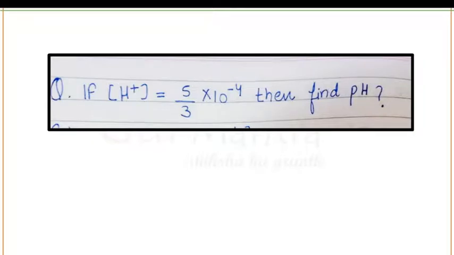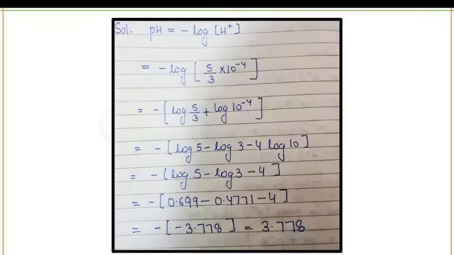Okay, so here you have to remember the formula to calculate the value of pH, that is equal to minus log of the H plus ion concentration. You are given the H plus ion concentration, that is 5 divided by 3 into 10 to the power minus 4. Then minus log 5 by 3 plus log 10 to the power minus 4. You know it very well, because this is a multiplication symbol, that's why we have put the plus sign. Then minus log 5 minus log 3. Why? Because log 5 by 3 is equal to log 5 minus log 3, minus, and then the power comes here, 4 log 10.